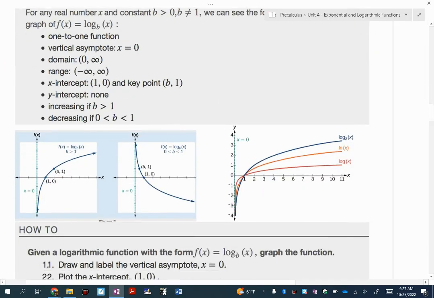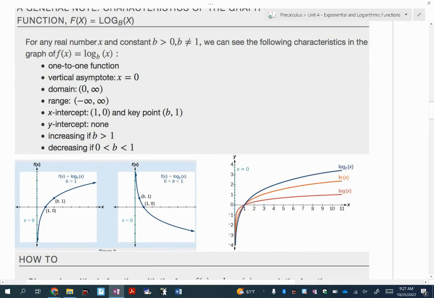You can see some parent function characteristics here. You can see some on the right-hand side graphing the log base 2 of x, which we did earlier. This is the parent function log of x. It's very similar to the log base 2 of x, and here is that natural log function with a base of e. All very similar characteristics.